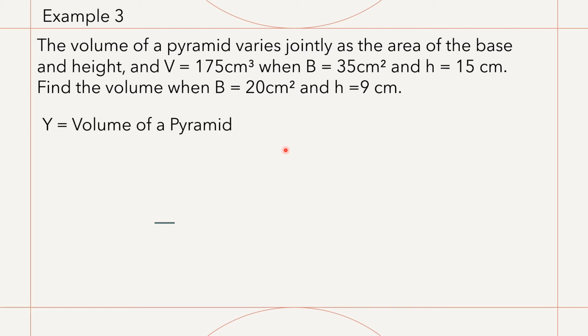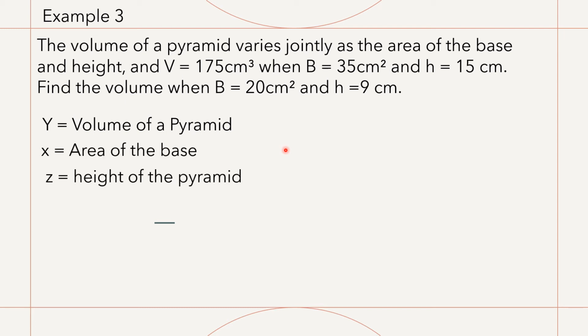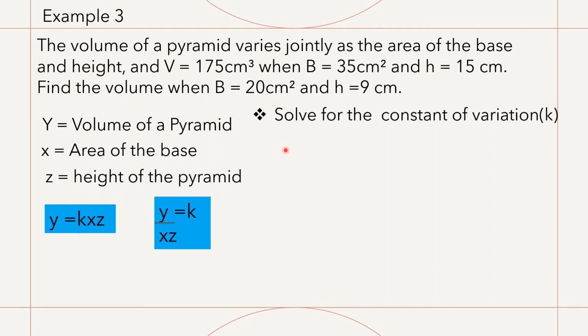Okay, let's represent Y as the volume of the pyramid. X is the area of the base, and Z is the height of the pyramid. Para mas mabilis, ma-follow mo kaagad kung ano yung sa formula. Now, the formula is Y is equal to K, X, and Z. So ngayon, solve natin yung K. And that is equal to what?